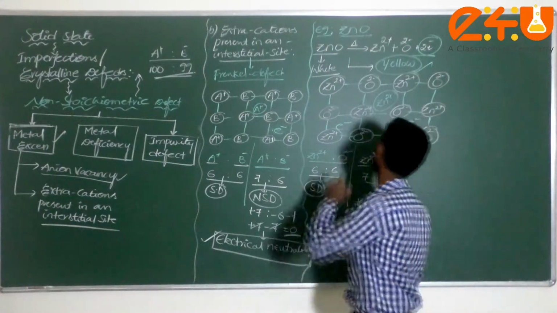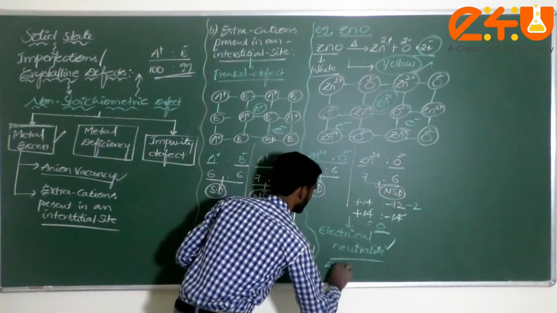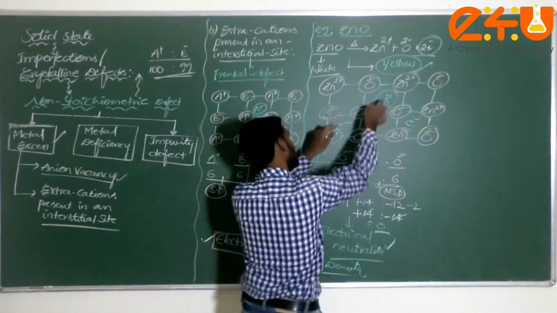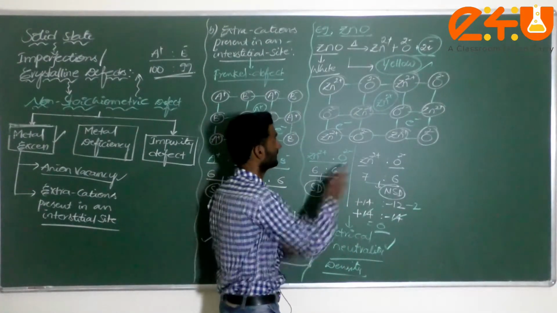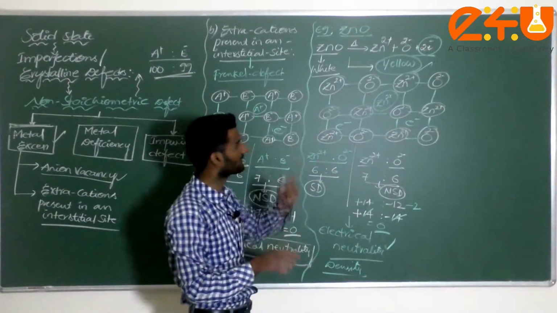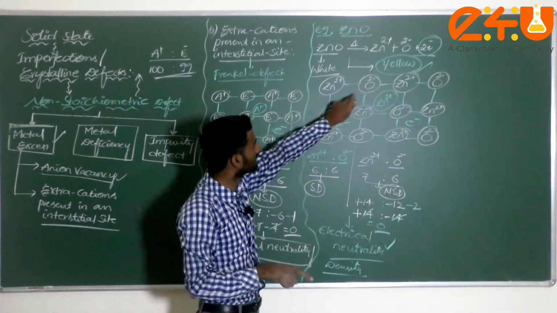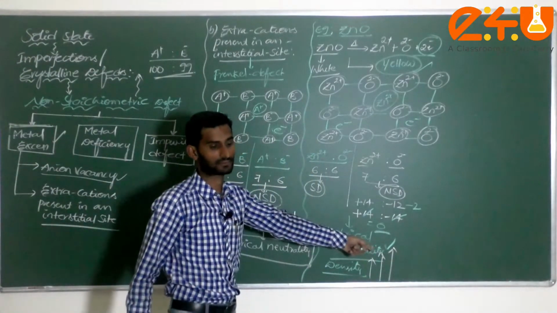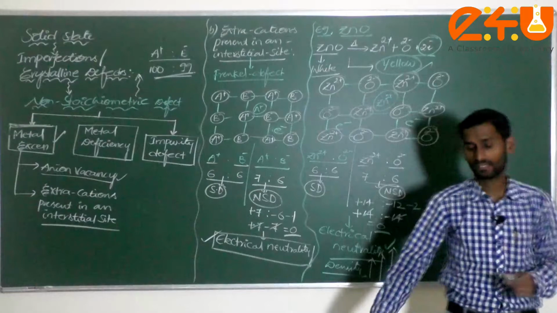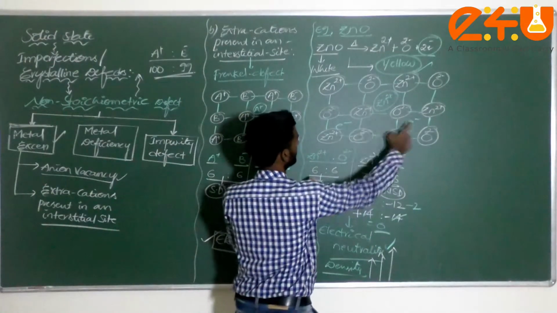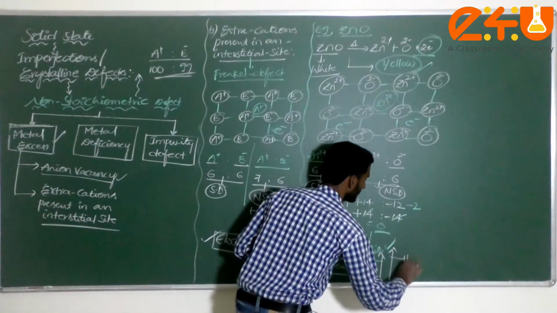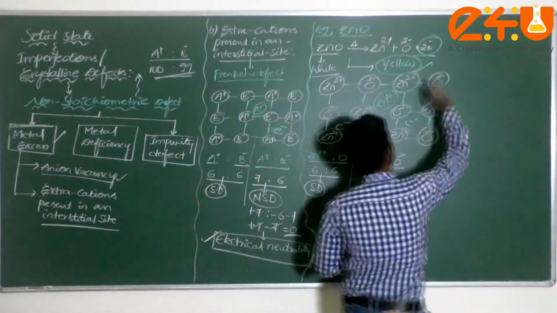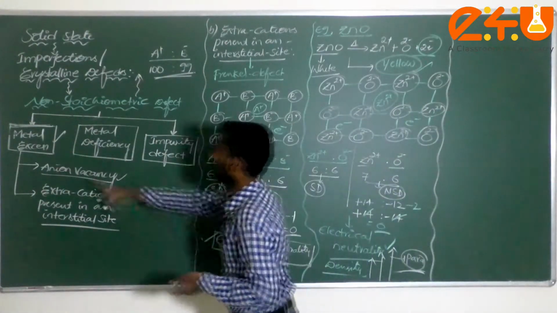Next one, what about the effect on the density, dear student? Will it increase or decrease? Obviously we know one extra cation is added, so 65.3 grams extra is added in that crystalline lattice. So the density of the crystalline lattice will increase. Due to the presence of these electrons here, the nature of this one, dear student, is a paramagnetic substance. Paramagnetic substance. This comes under, dear student, metal excess defect.